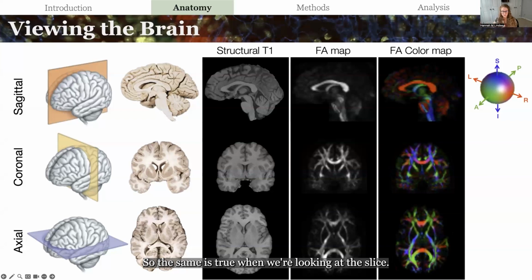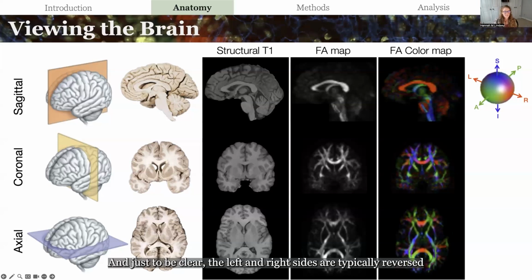So the same is true when we're looking at the slice. The left is on the right side of the screen, and the right side of the brain is on the left side of the screen. The axial plane is sometimes called the transverse or horizontal plane, and it divides the brain into superior and inferior sections. Just like with the coronal plane, left and right are also reversed on the axial MR slices. So it's kind of as if the person were laying on a table in front of you, you're standing at their feet, and you're kind of looking at their brain from the bottom up.